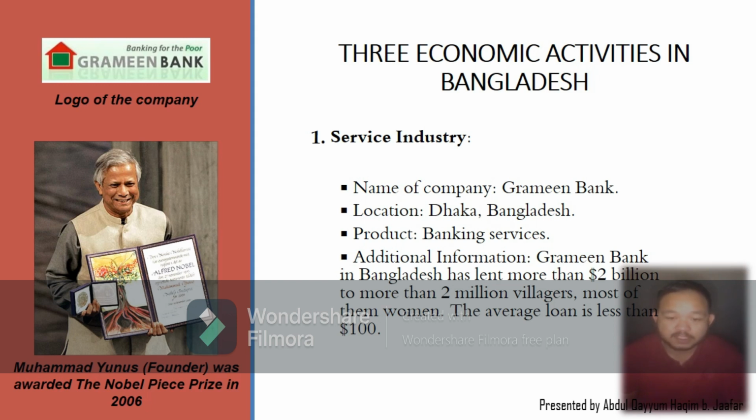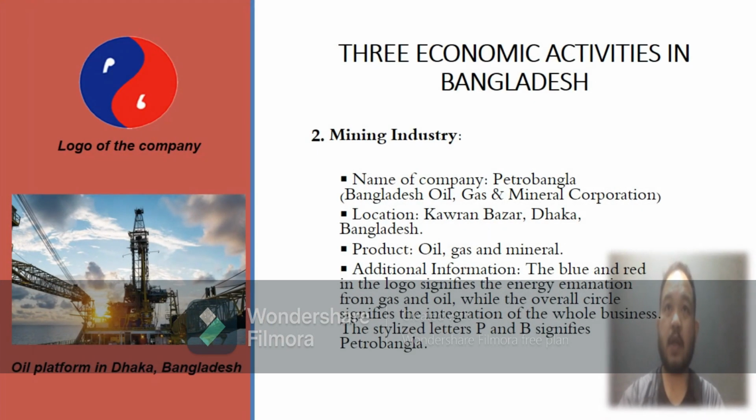First is the service industry. The name of the company is Grameen Bank. Look, the location is Dhaka, Bangladesh. Product: banking services. Additional information: Grameen Bank in Bangladesh has lent more than 2 billion to more than 2 million villagers, most of them women. The average loan is less than $100.